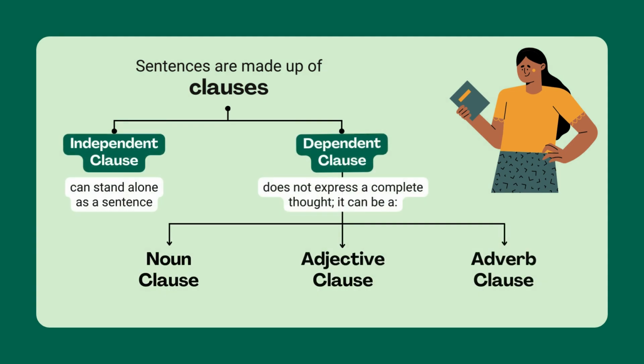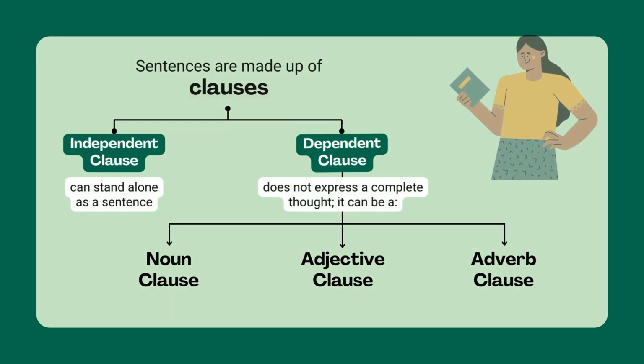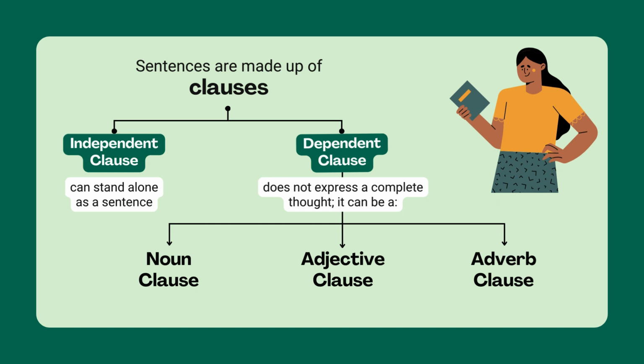Sentences are made up of clauses. An independent clause can stand alone as a sentence. A dependent clause does not express a complete thought. It can be a noun clause, adjective clause, or adverb clause.